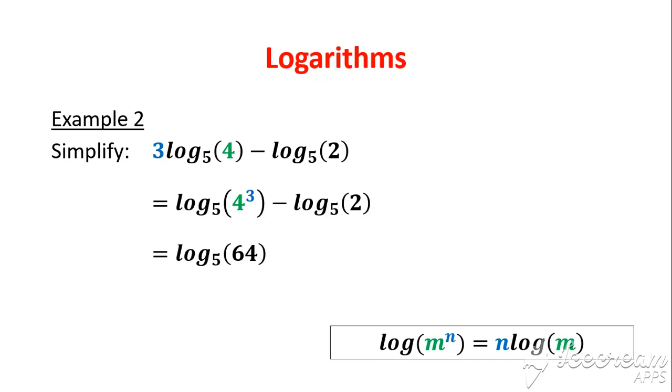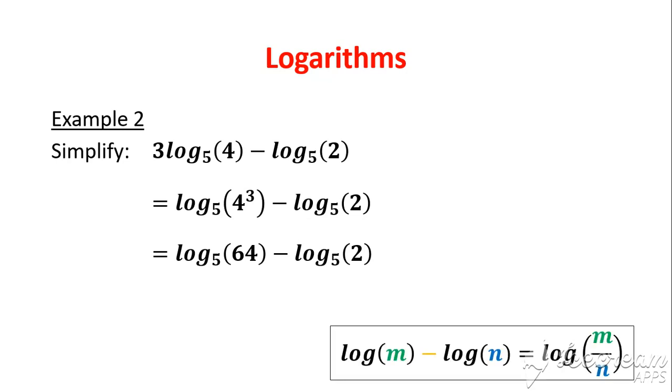So 4 to the power of 3 means 4 times 4 times 4, which is 64. So log of 4 to the power of 3 is equal to log of 64. And now we're going to minus our log 2. Now we're going to go back to our second log rule, which means log of a number minus the log of a number equals a log of a number divided by a number. So we can go 64 divided by 2, which is log of 32.